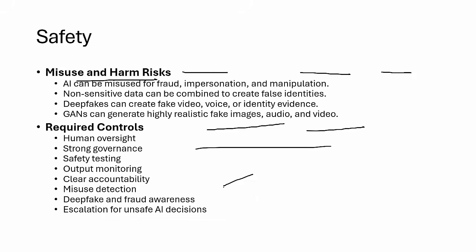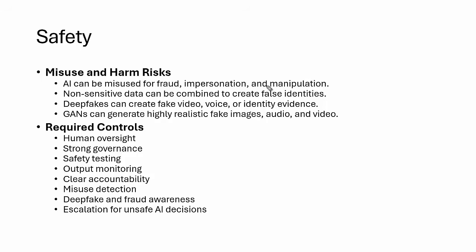So what are the countermeasures? That's a good question. So AI can be misused for fraud. Non-sensitive data can be combined to create a false identity. We have seen this in deepfakes. GANs generate highly realistic fake images and all that, which today we use in GPT and all that. So the required control is we need human oversight of final decisions, strong governance with regular tests and everything, safety testing, outputs need to be monitored, and misuse detection needs to be done. Deepfake fraud awareness needs to be done.